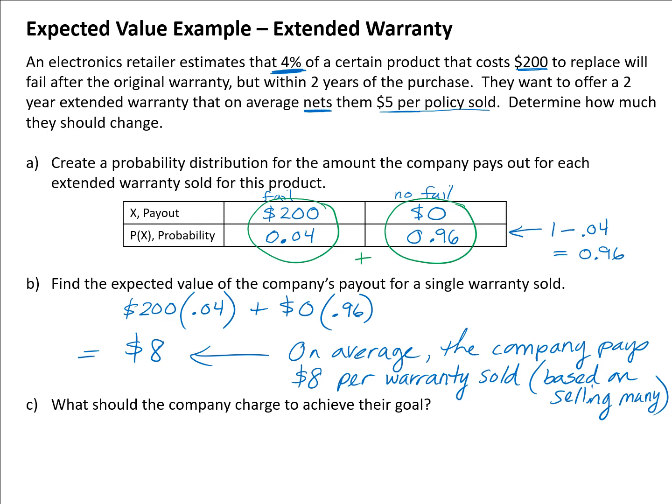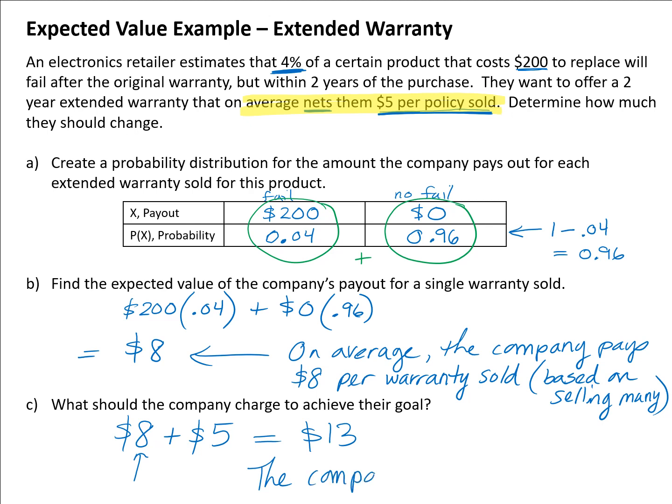Now, remember what the company wanted to do was, on average, net themselves $5. That means they want to have $5 left over from what they charge the person. Well, if they're going to end up having to pay out $8, they want to charge $8 for sure, but then they also want to charge the $5 on top of that to actually make that $5 in net profit. If they charged $8, that would be breaking even, but they want a profit of $5, so they're going to charge 8 plus 5, or $13. So the company should charge $13 for the warranty.